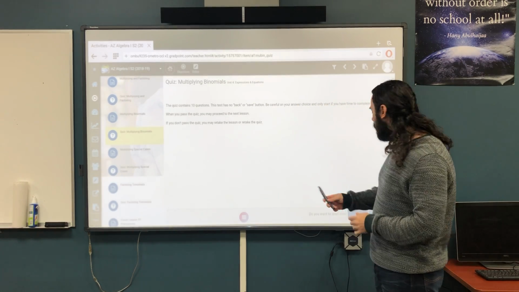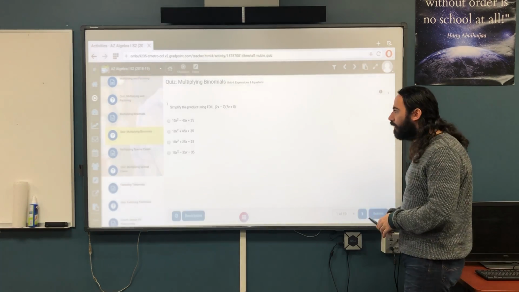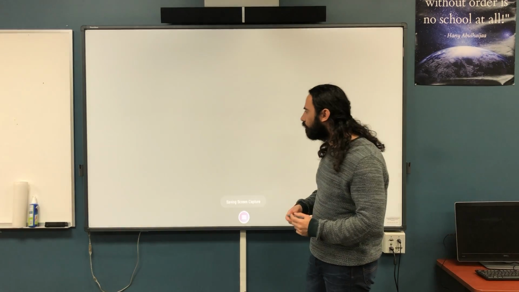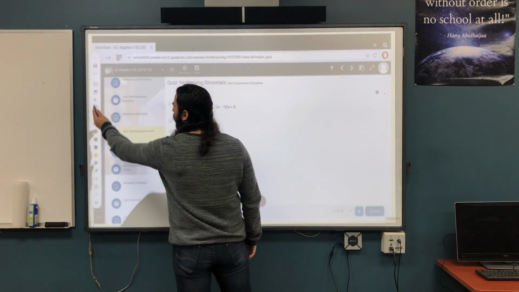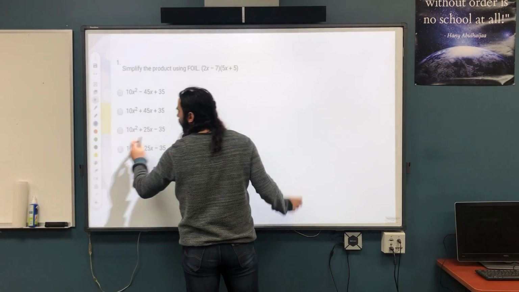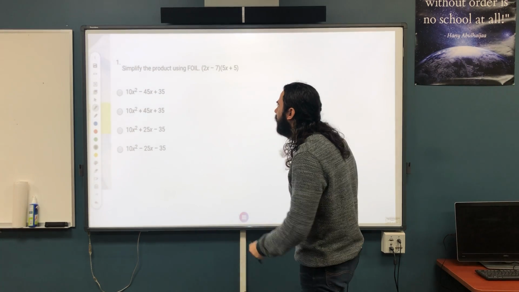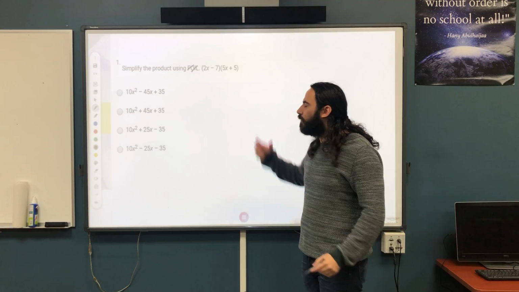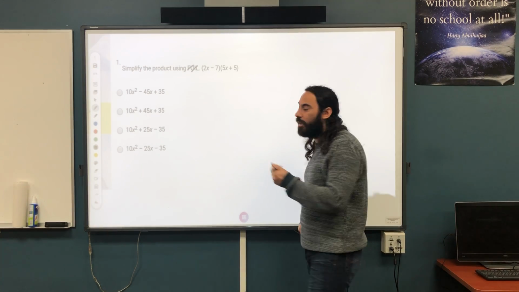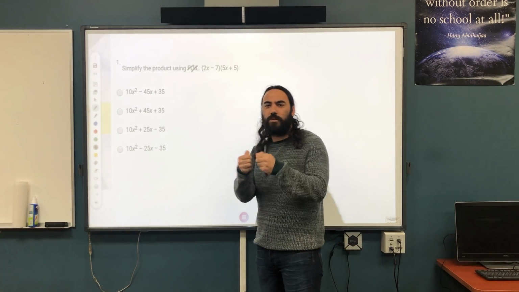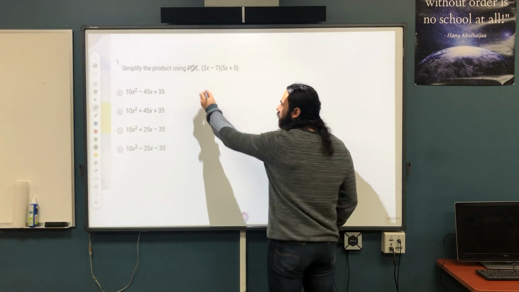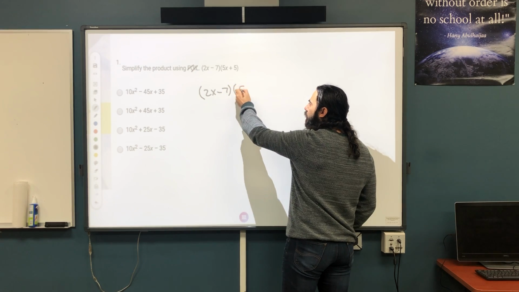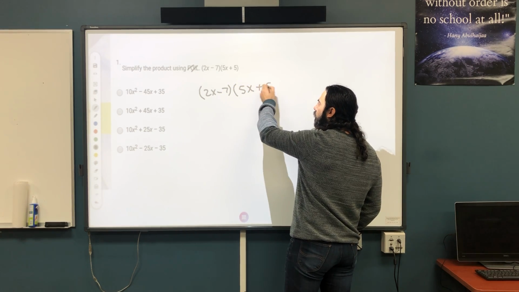So let's begin. Let's do the first one. Guys, in this case, simplify the product. All I want you to do is simplify it. It doesn't matter which method. All I want you to do is just simplify this product as you like. As you can see, our subject is multiplying binomials. So the first one is 2x minus 7 times 5x plus 5.